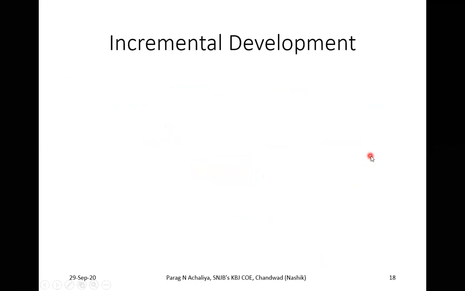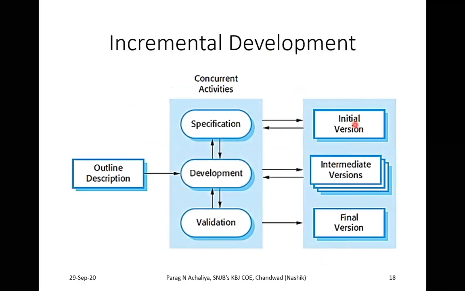Then the next type of model is incremental development. The name itself suggests that there will be continuous increment in the development. The name elaborates what kind of model it will be. So the incremental model will be like this. In this, you will be focusing only on the description. On the basis of the description, the development process will start.